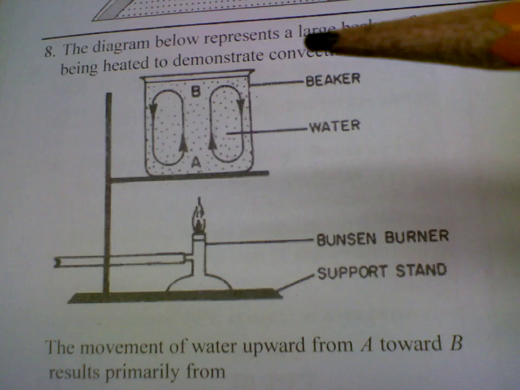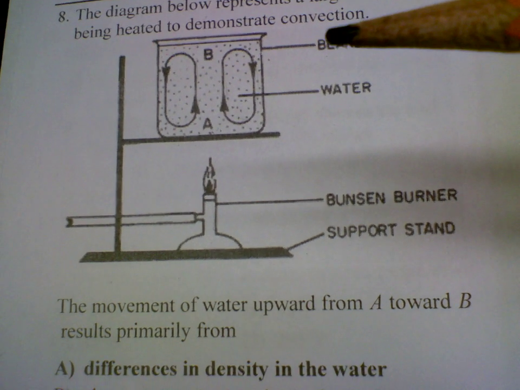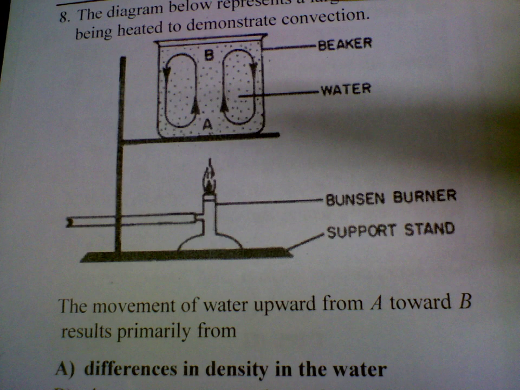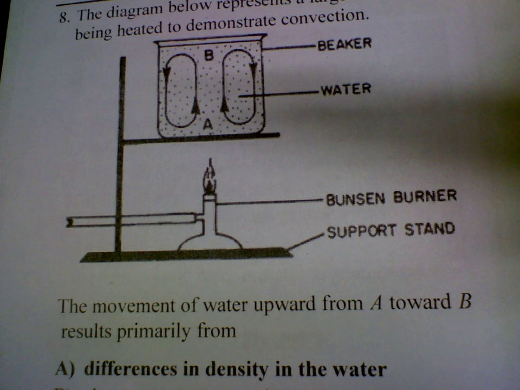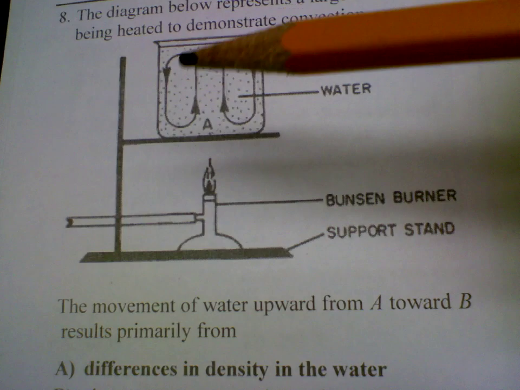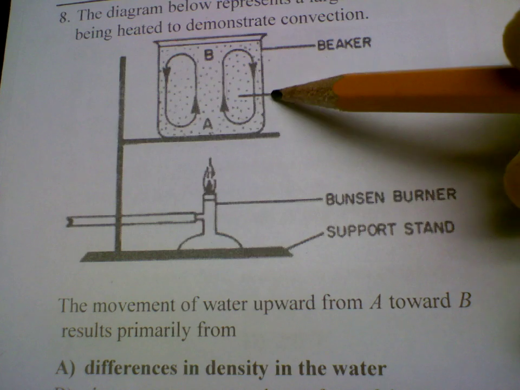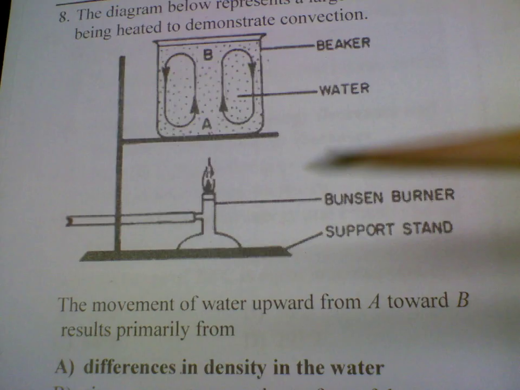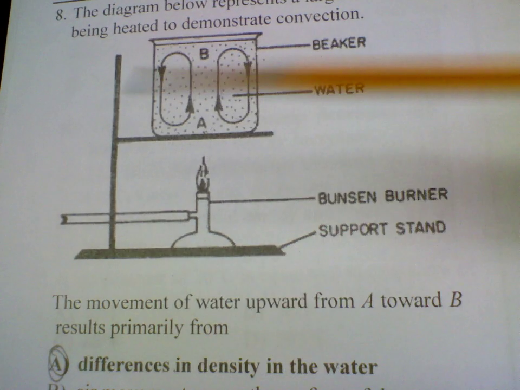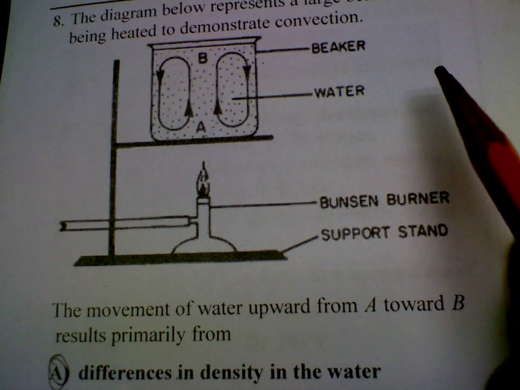So the movement of water upward from A toward B, why is that happening? Just think of a gas or anything hot. Hot air rises because it's less dense. Convection is all about differences in density. Know that. Let's go to the next page.